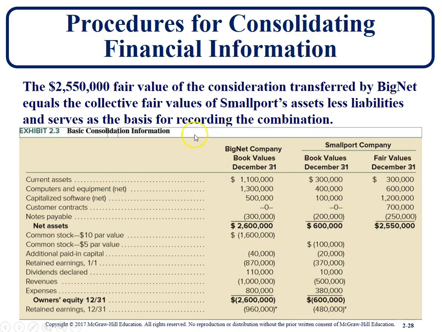Okay, so when we're all done, we should have one company with net assets worth $2,600,000, because that's what BigNet had before the purchase, and $2,550,000, the combination of what they bought from Smallport at fair value. So the combination should be, what is that? $5,150,000. Okay, so that's what we would expect to have on the books of the company when we're all done.